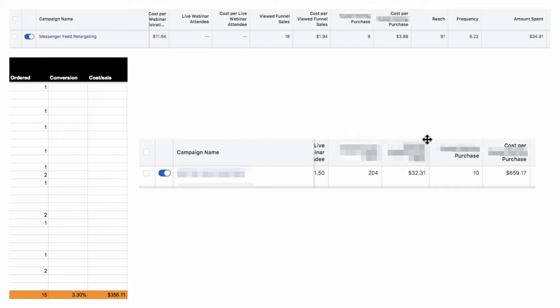So in the next video, we're going to dive into calculating how much can you spend to get a sale? How much can you spend to get a lead? And then we'll work backwards and figure out what our target KPIs are for a new campaign.